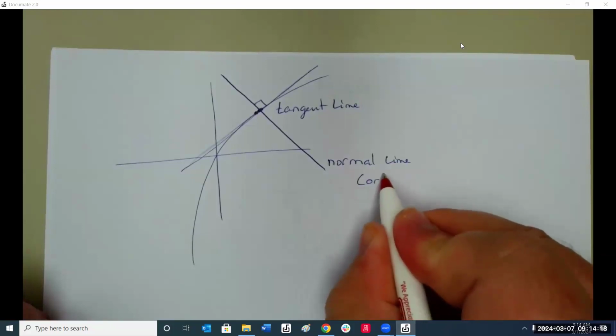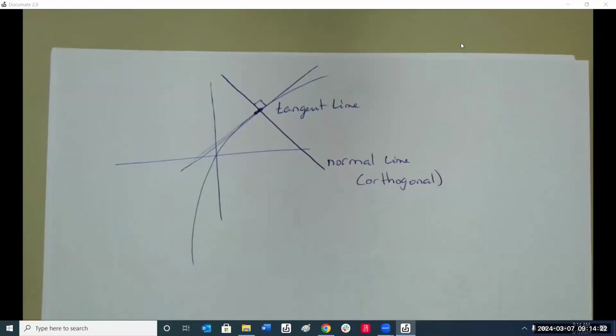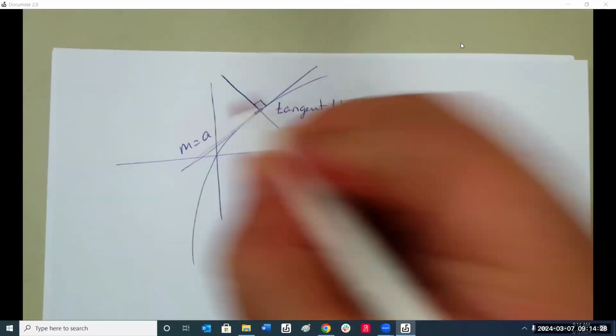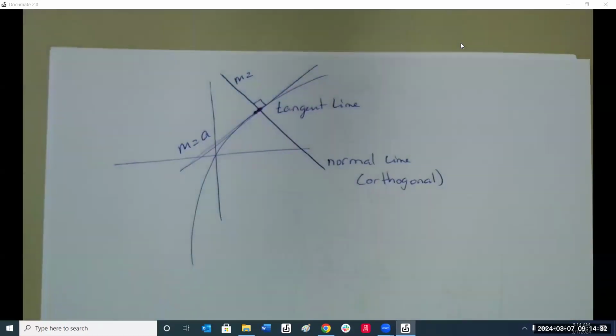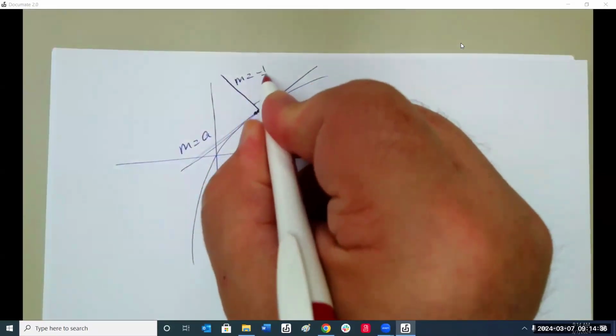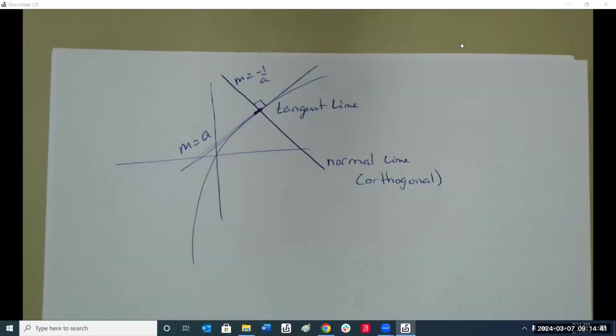Or it's sometimes called orthogonal, which means all they are here is if this slope is A, then what's the slope of the perpendicular line? -1/A. Perpendicular slopes are negative reciprocals of the other.